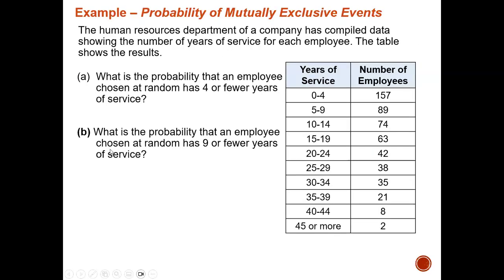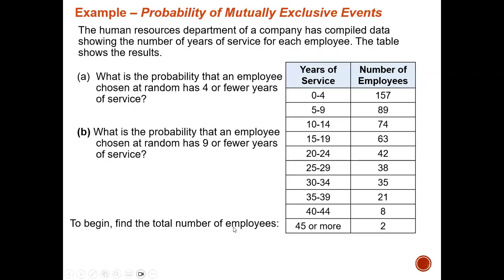Okay, here's another example of probability. We have this chart here. It says the Human Resources Department of a company has compiled data showing the number of years of service for each employee. The table shows the results. What is the probability that an employee chosen at random has 4 or fewer years of service? And then we're going to look at what is the probability that an employee chosen at random has 9 or fewer years of service. Okay, well, it's always part over whole. We want the part in our favorable event out of the total number of possibilities here, right?